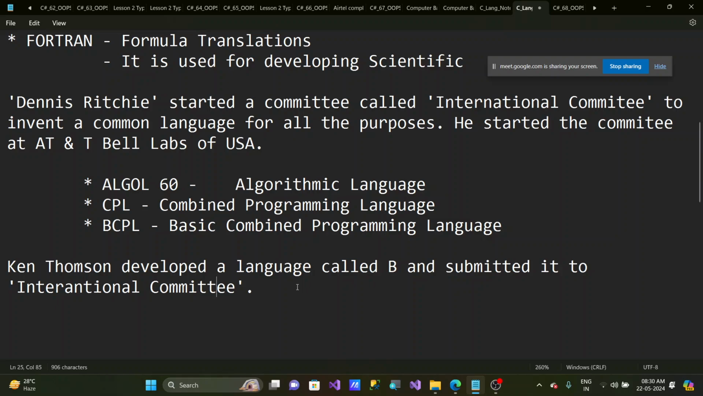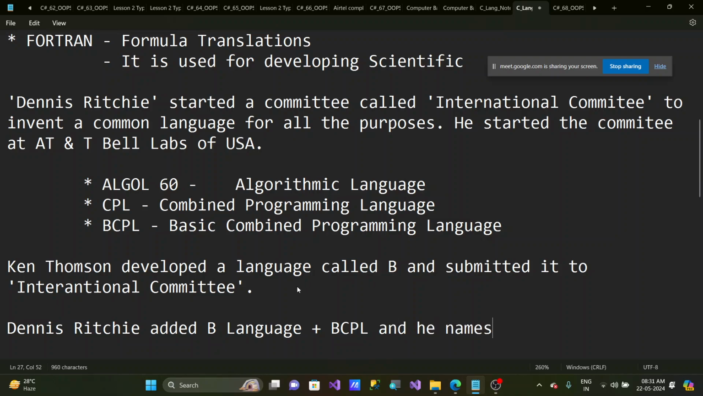After seeing the features of B language, Dennis Ritchie was very happy and said, why don't we use B language features also in our BCPL? Like that, Dennis Ritchie added B language plus BCPL together, guys, and he named it C language.